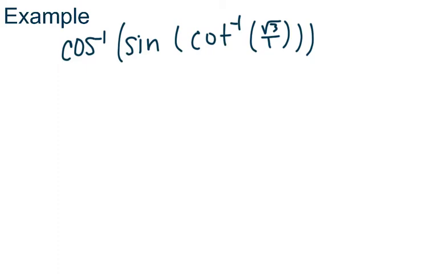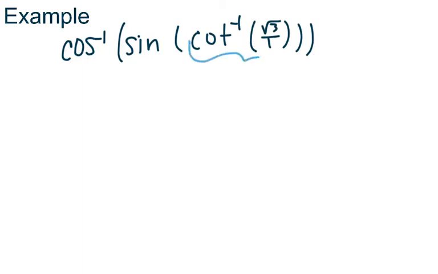Now I just want to do an example to show you what you might be doing for practice later. So I've got written here cosine inverse of sine of cotangent inverse of root 3 over 1. Remember, when we compose functions, we have to start from the inside out. So that's what I'm going to do.